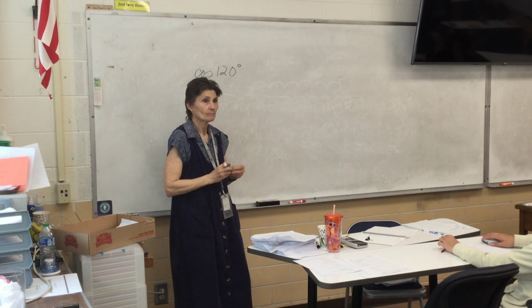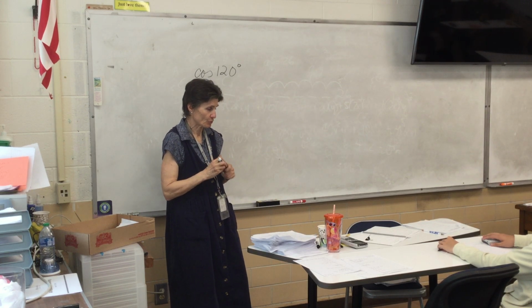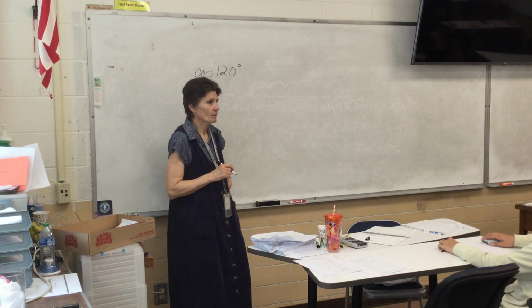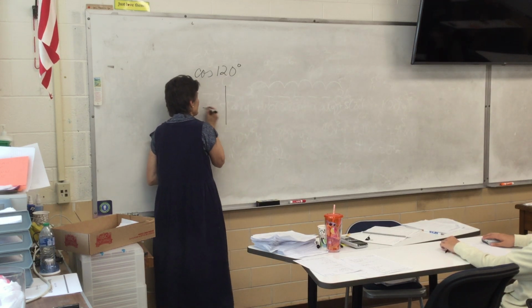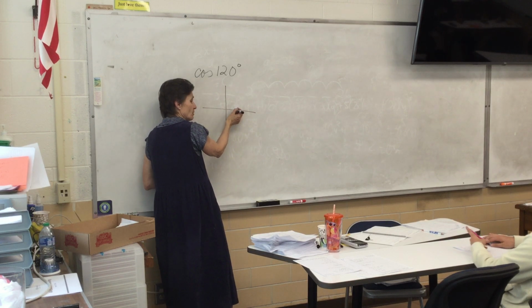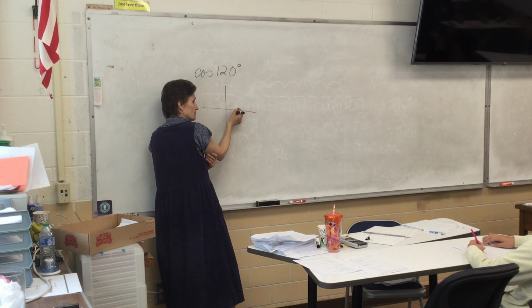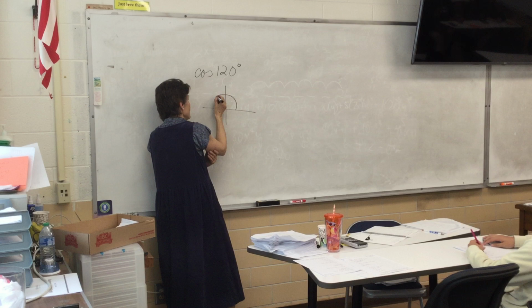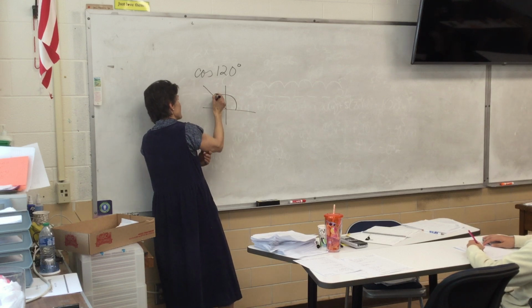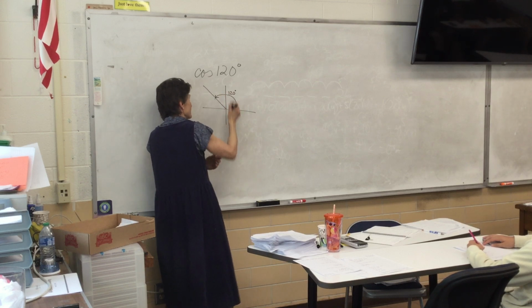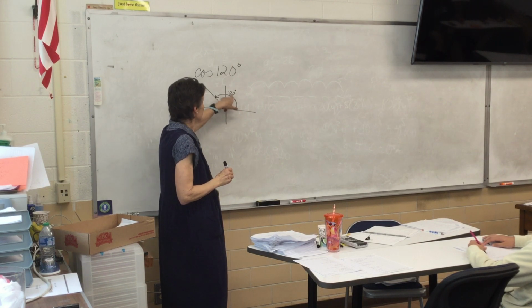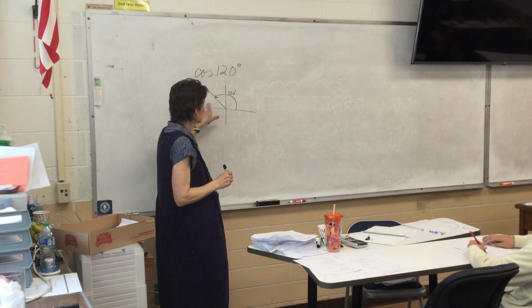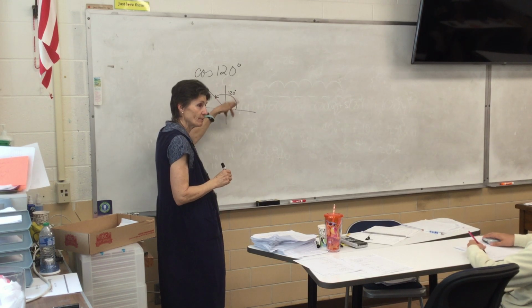Okay. So what do we have to do first? What do we always do? Draw a picture, right? Let's draw a picture of this. So 120 degrees. Remember, our angles always start here. 120 would look like this. This is 120 degrees. Remember, we start here always. 90, 180, so 120 is somewhere in between there.